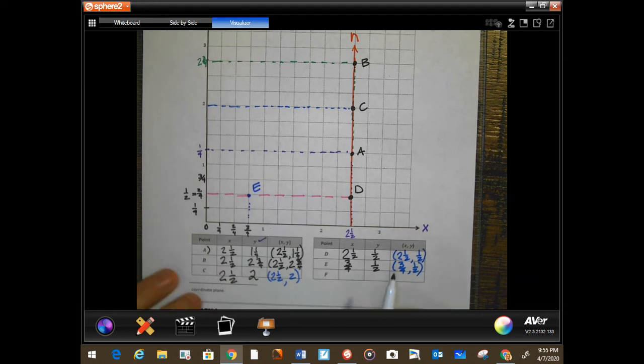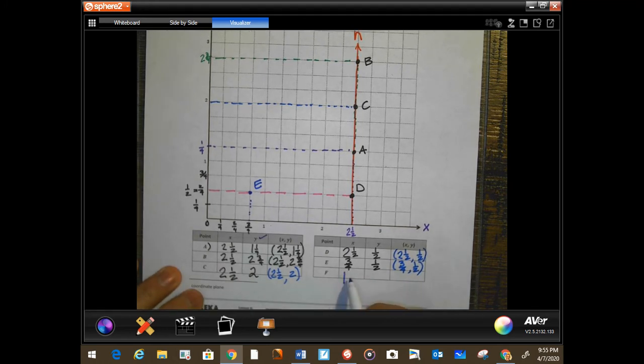Our next point is going to have the x-axis value of 1 and 1/2, and the y-axis value is going to be 1/2. Notice that in this case, now all the y points have the same y value. Now let's write the coordinate pairs, 1 and 1/2 and 1/2. Okay, let's label it now.